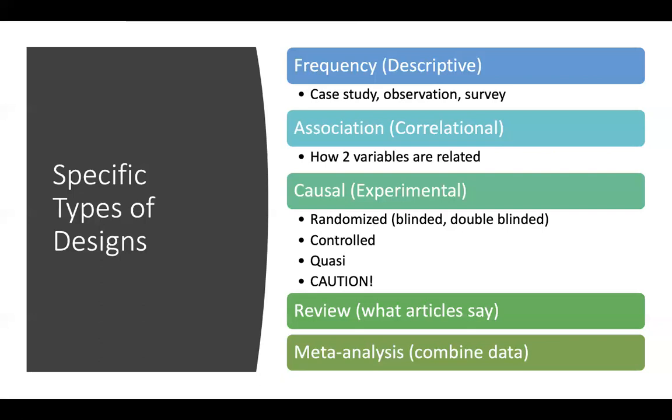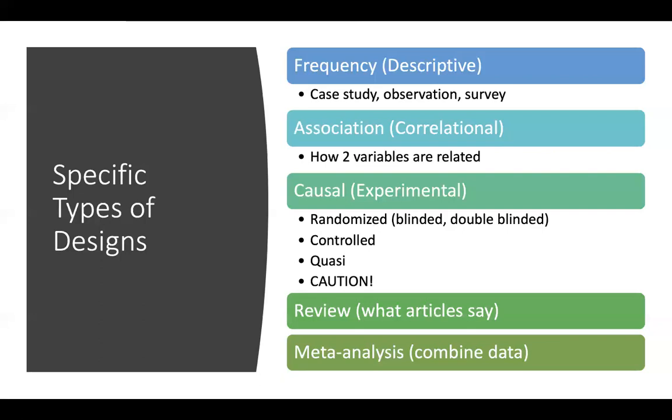You can have a blinded randomized control trial. This is where the people who are in the group don't know if they're in the experimental group or not. It might be a placebo that they're getting. So we would call that a placebo-controlled, randomized, blinded trial.